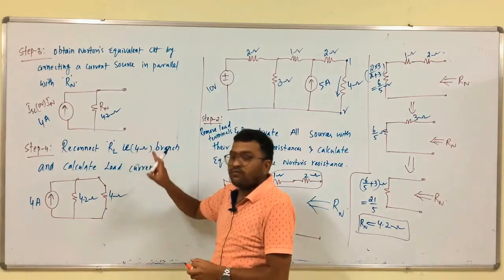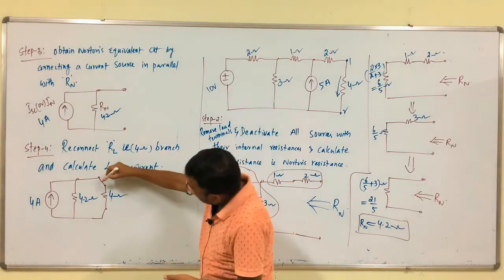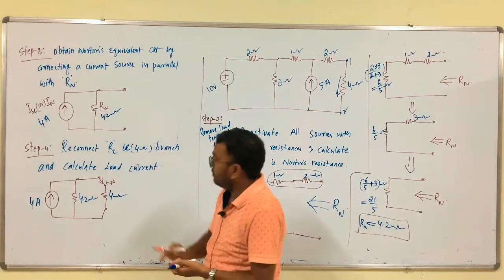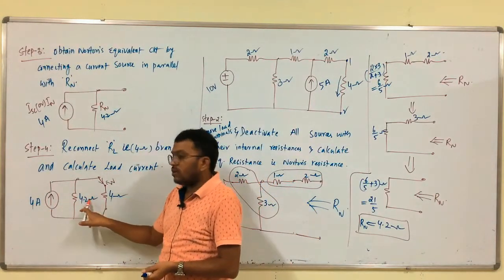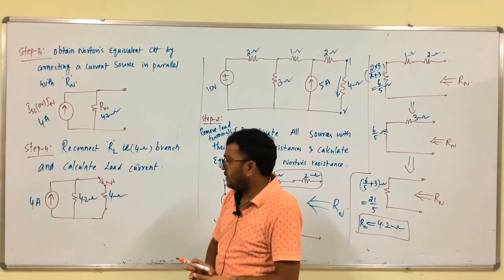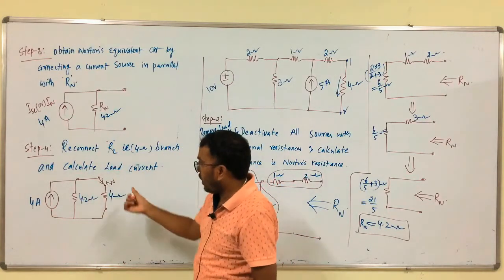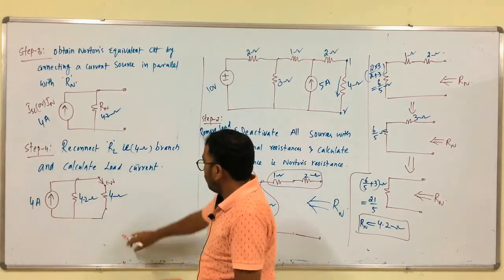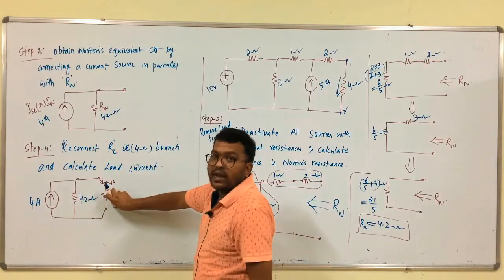This is step 4. Reconnect the 4 ohm branch and calculate the load current, meaning this current IL. Okay, we have Norton's current, we have Norton's resistance, we have the removed load resistance. So, finally, we have connected this load resistance across these two terminals. What is the value of Norton's current here? The current through this branch we have to calculate.